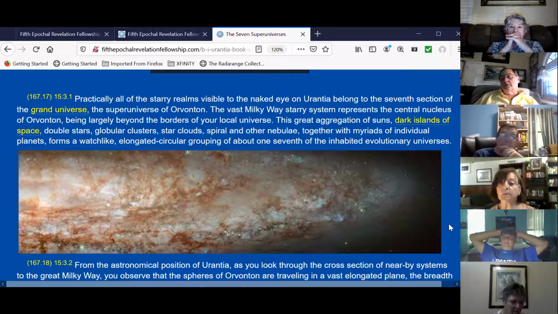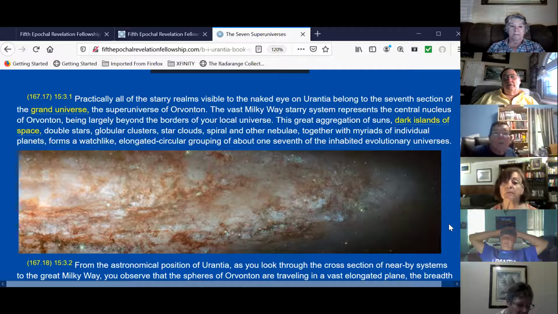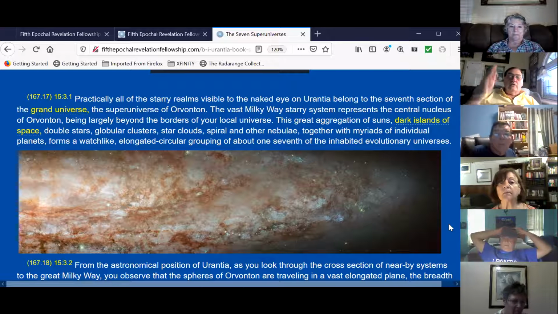Well, it's saying the Milky Way system is the nucleus. Nucleus. So it's in the very center. But what is beyond the borders of our local universe? One direction is the Milky Way. The opposite direction is what? The first outer space level. That's what I've been saying.